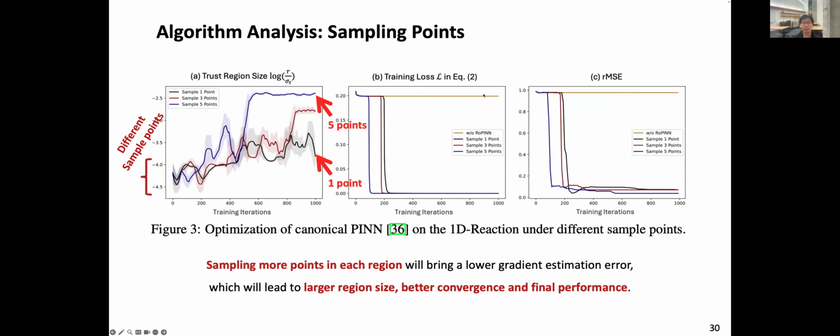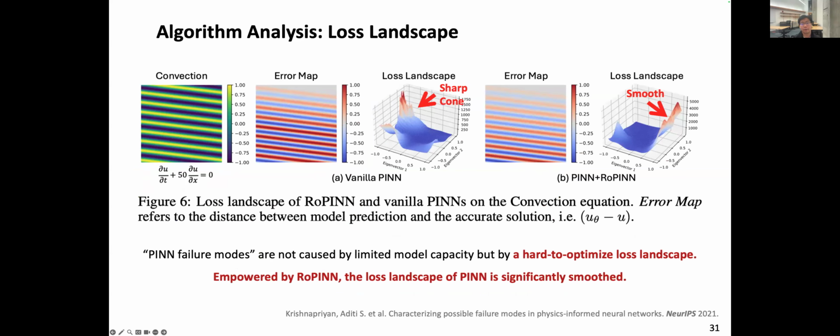Further, if we sample more points in each region, like the blue one samples 5 points in each region and the black one samples 1 point in each region, we can find that if we sample more points, because it will give us a more robust estimation of the region gradient, the final region size will get larger and the performance will get better. So in conclusion, sampling more points will enable better stability and lead to a larger region size. And from the loss landscape visualization, we can also find that RoPINN can be added to the vanilla PINN and help the model to have a smooth optimization landscape.